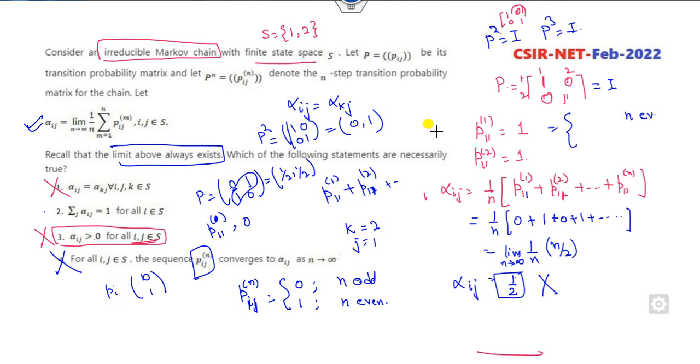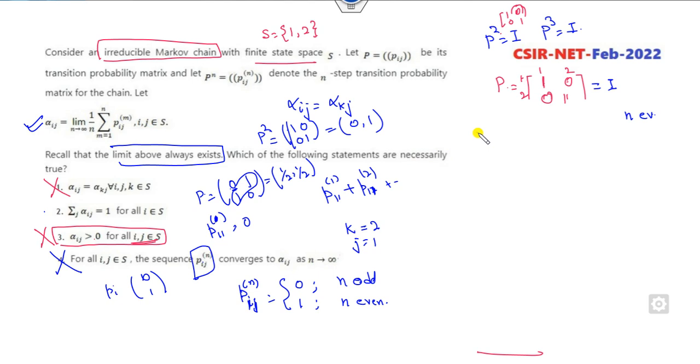But how can you prove that? That's again very simple. You have to find the summation over j of alpha ij. I can take the limit as n approaches infinity of 1 by n outside, with the summation over m from 1 of P ij of m. If I open this summation over j, what will happen?